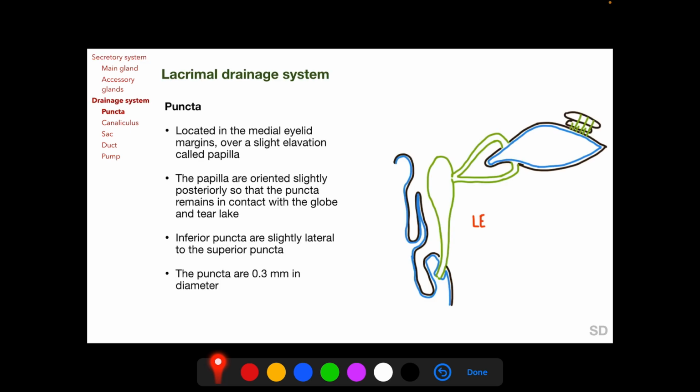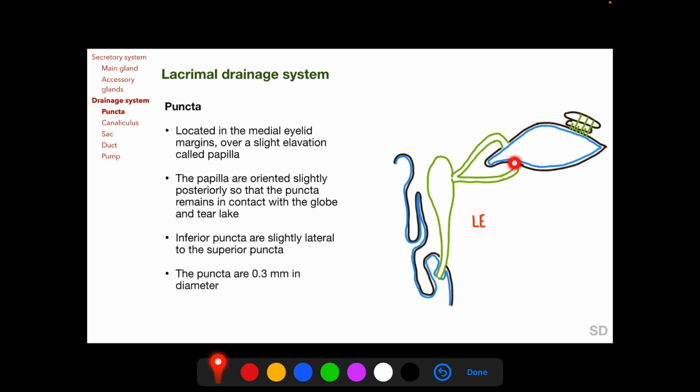The lacrimal drainage system starts at the puncta and ends at the opening of the nasolacrimal duct in the nasal cavity, and the puncta are located in the medial eyelid margins over a slight elevation called the papilla, and the papilla are oriented slightly posteriorly so that the puncta remain in contact with the globe and the tear lake. This blue line represents the tear lake along the eyelid margin, and volume wise it contains the majority portion of the tears within the tear film.